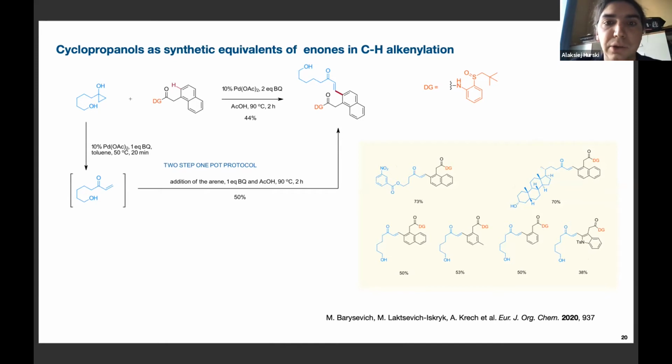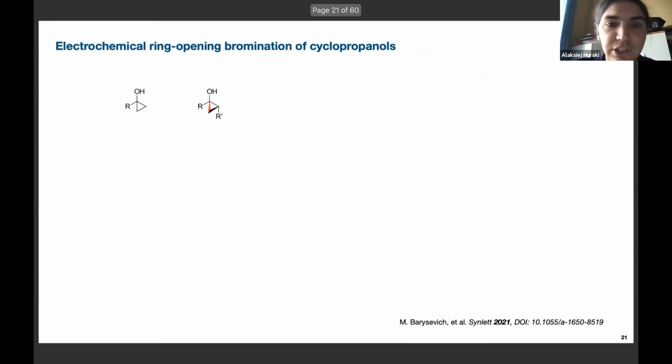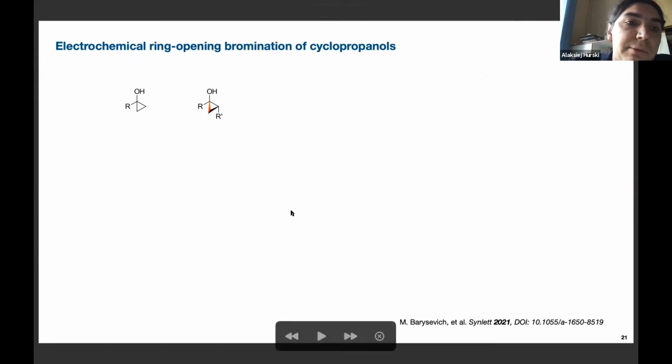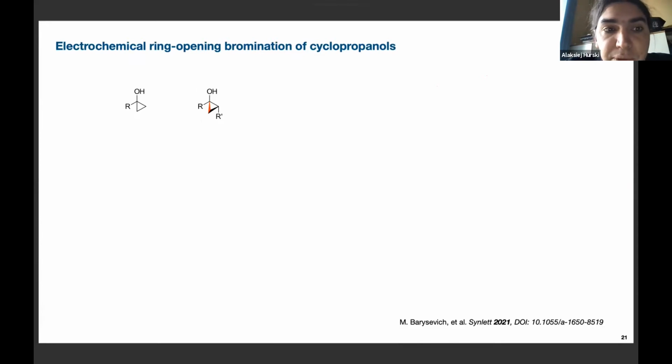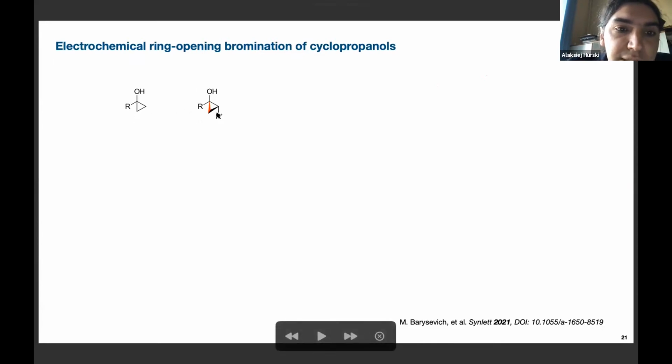So this was all about the palladium-catalyzed CH activation reaction, and I'm going to talk about other reactions. In this method, we used monosubstituted cyclopropanols. But when we use disubstituted cyclopropanols, this molecule is more sophisticated and more interesting. Why is that? It contains another substituent on this carbon. And when we speak about ring-opening reactions, there are two options: either the red CH bond can be cleaved or the black carbon-carbon bond can be cleaved in this reaction.